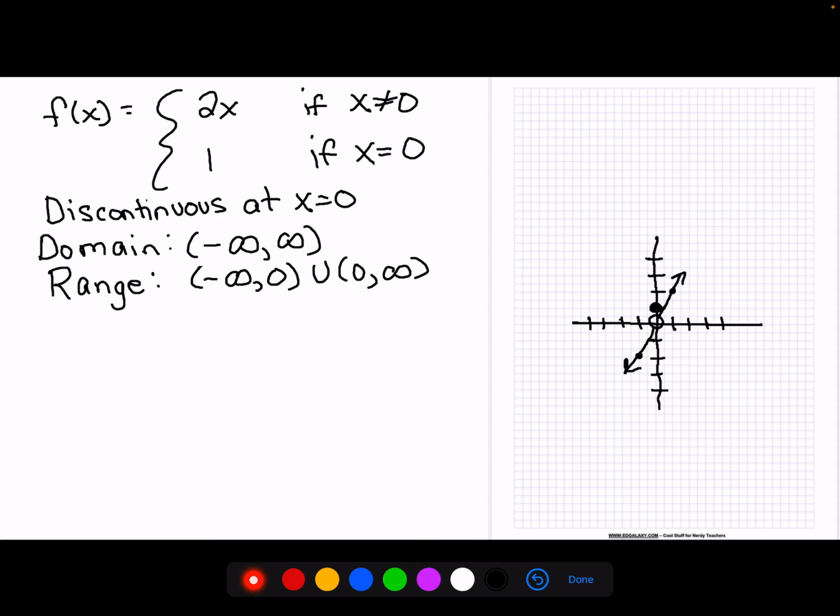So that's discontinuity, domain, range, and then intercepts. Again, no x-intercept, because at the origin it's an open circle and it doesn't touch the x-axis otherwise. But it has that point at y equals 1, so (0, 1) is the y-intercept.